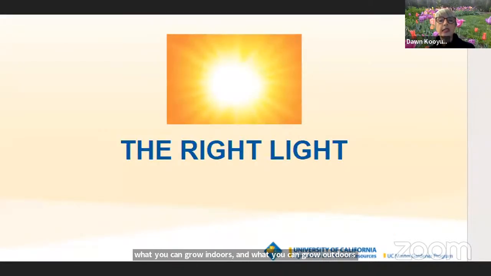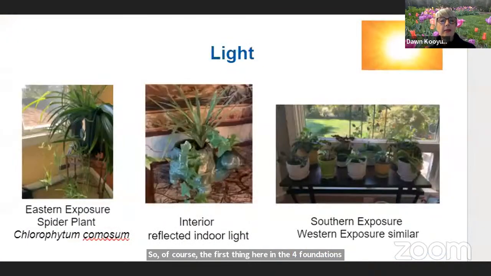So of course, the first thing here in the 4 foundations is to talk about the right light. One thing to remember about light is that when it comes in through your window, it loses intensity. The light outside your window is much, much stronger than the light coming through onto your windowsill. When your plant is about 3 feet away from the window, there's a significant loss of light intensity. And once the plant is about 6 feet away, it really doesn't get much light at all.